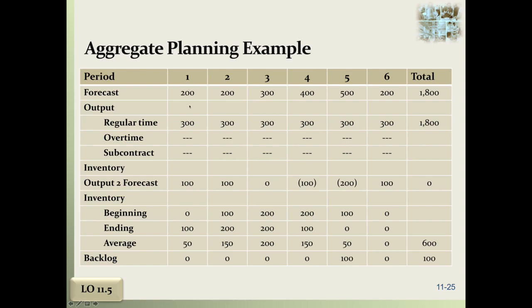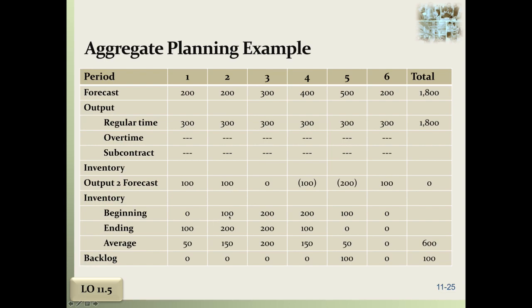But if you start tracking your inventory, this first month you start with 300, you have no inventory on hand, your forecast is 200, you're going to end with 100 skateboards left over. Your average inventory is 50. The reason the average is important is that's how you count your inventory costs. You just take an average. No backlog. The next month you have 200 for your forecast, 300 regular time. Your output to forecast is 100.